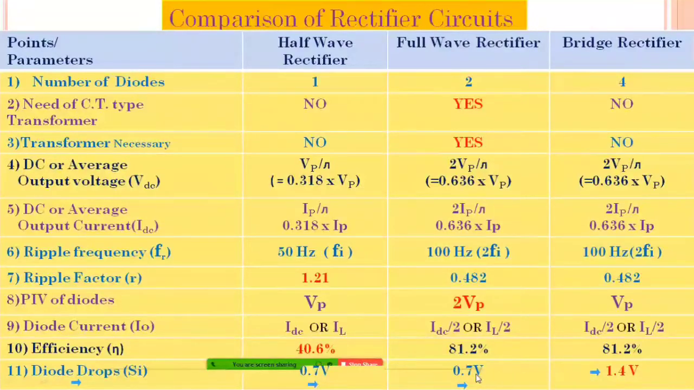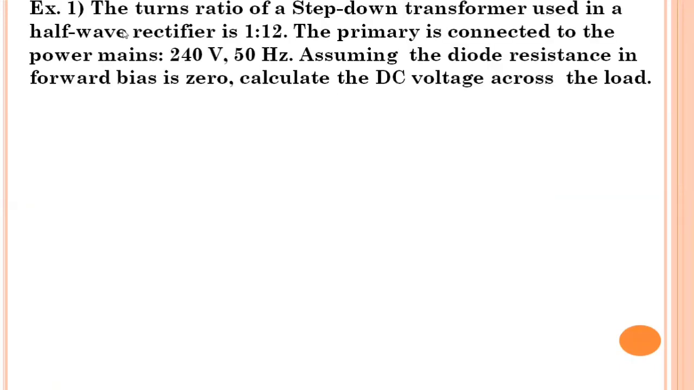So you have to prefer a full wave rectifier whenever you think about rectification of small AC voltages. Now we'll start solving the numericals on the rectifier circuit one by one. Here is the first one. I'll read the content first.